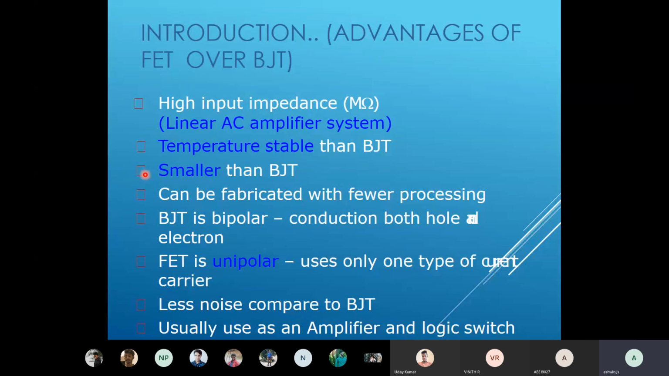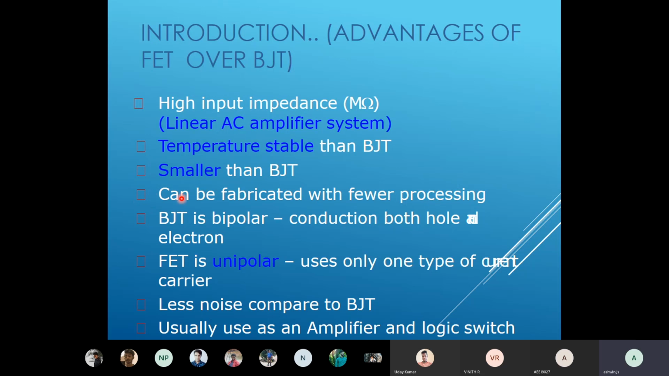And next, size. A BJT is much bigger when compared to the FET. The FET is very small when compared to the BJT. So that is another advantage, so that you can fabricate a small device. You can observe that in olden days the mobile phones were very big. Why? Because the transistor size was very high, and nowadays the transistor size has been reducing. So based upon the size of the transistor, mobile phones have also become slim nowadays. Okay.